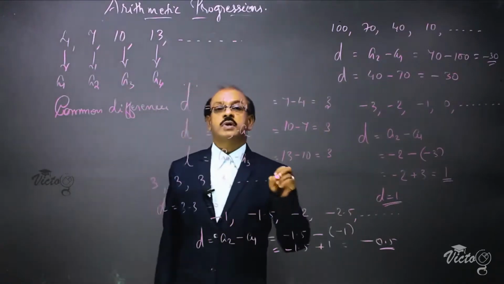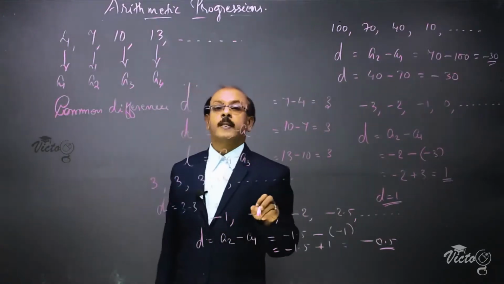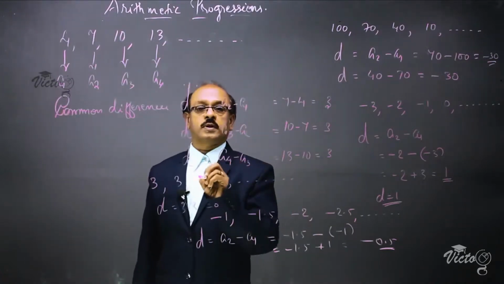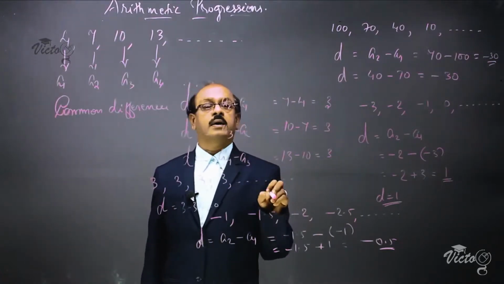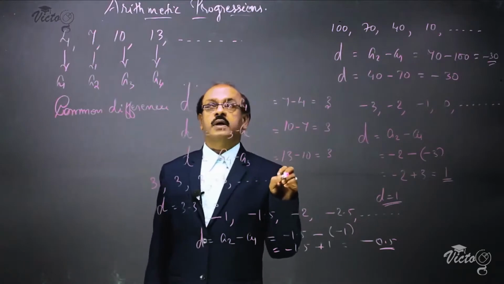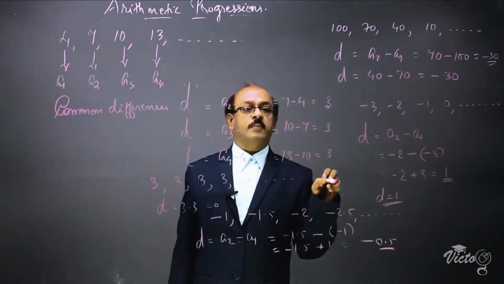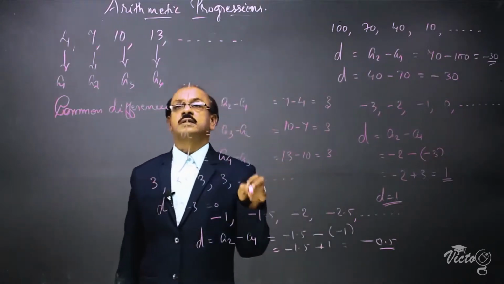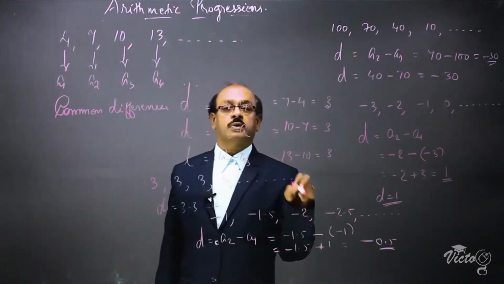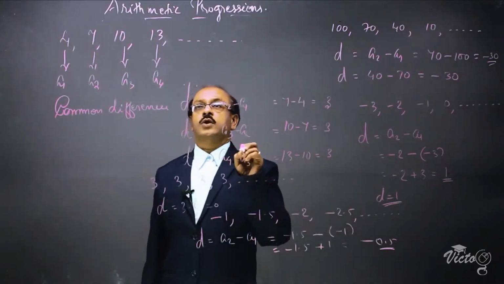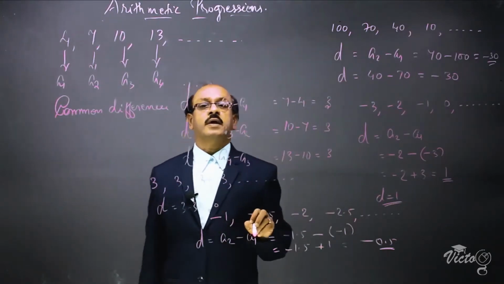So we have to conclude the definition such as, if we are adding a particular number to the first term, we will get the second term, and the same particular number is added to the second term, we will get the third term, and the same particular number, that means common difference, is added to the third term, we will get the fourth term, and so on. The process is continuing. Such a sequence of numbers is called arithmetic progression.